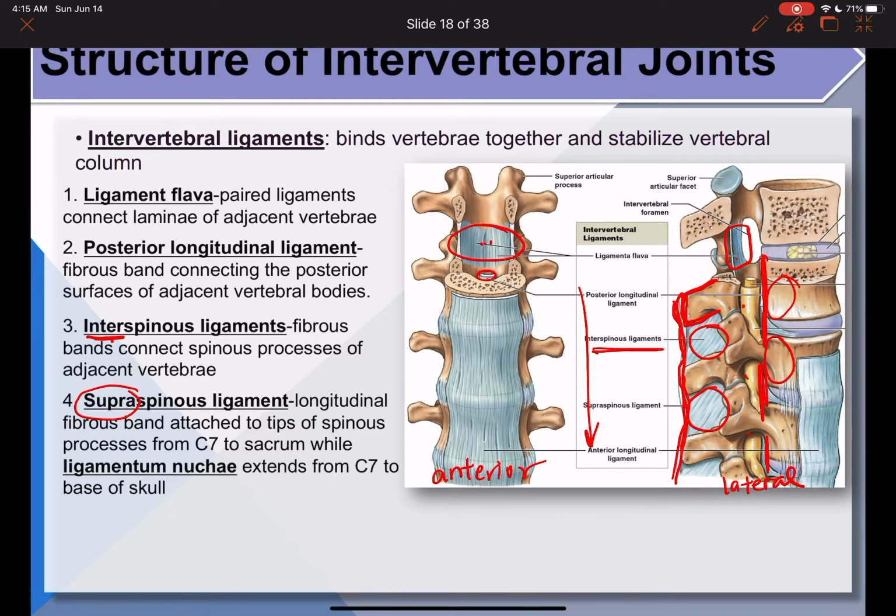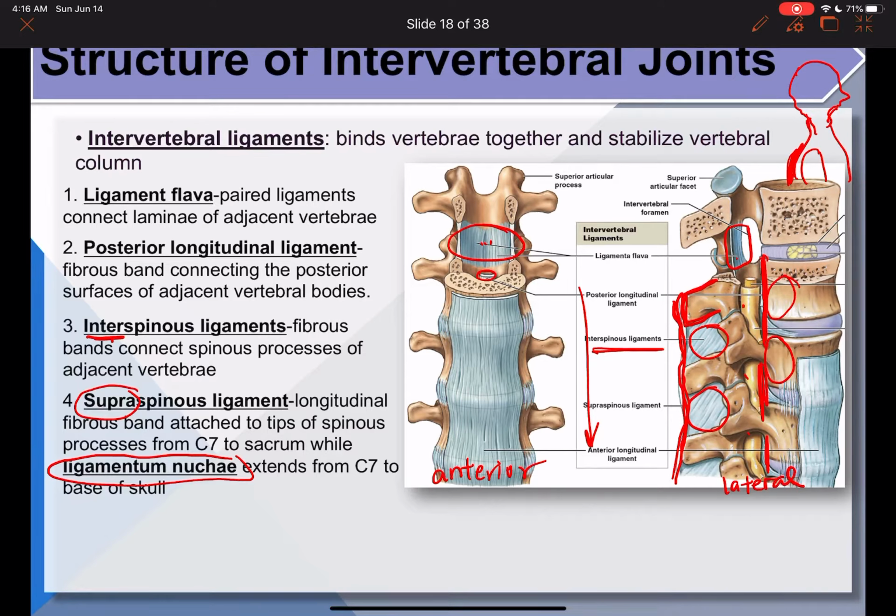Now, what happens above your C7? What happens above your C7 towards your skull, there is something else that binds these together called ligamentum nuchae. I'll show you how these look on my app at the end of the chapter. But if you have the head like this, and then the neck, okay, and then the shoulder, the arms. So this part, you have that nice supraspinous ligament.